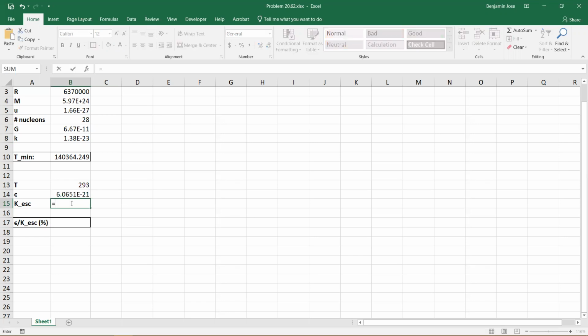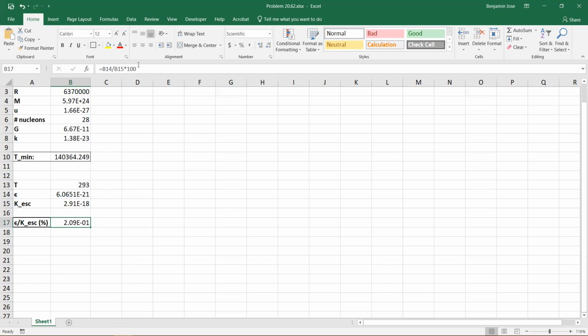So we saw that this was GMm over R: big G times the mass of the planet, times the mass of the particle, which again was the number of nucleons times the mass of each nucleon, divided by the radius of the planet. And even though they're both really tiny numbers, this number is much greater than the energy per particle. So let's look at the percentage now. This would equal the kinetic energy per particle compared to the kinetic energy required for escape. And we'll convert that into a percentage.